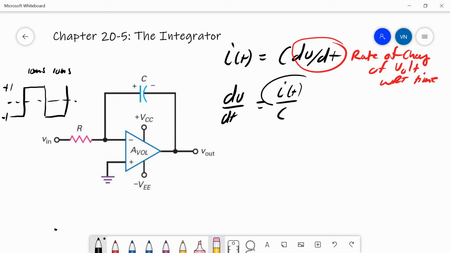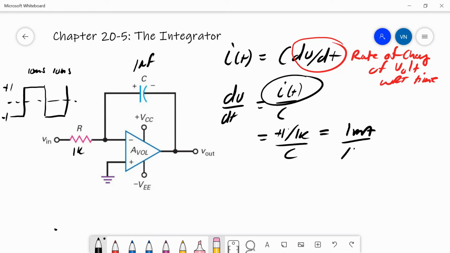Well, how fast is the current going in, or how much charge are we putting into this capacitor? The input is 1 volt, and we'll make the resistor 1K. Basically, the current I'm putting into the capacitor is 1 milliamp. Let's say this is a 1 microfarad capacitor. If I divide that by 1 microfarad, I get a 1,000 volts per second rise and fall rate. So the voltage across that capacitor goes up 1,000 volts per second.